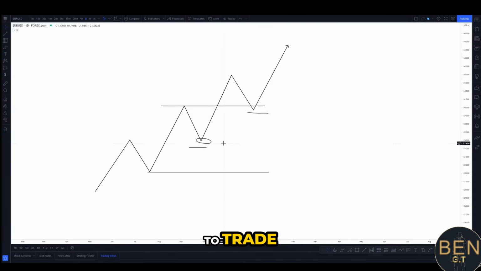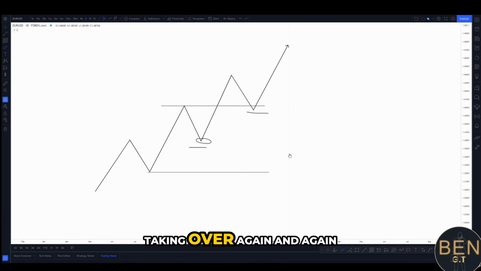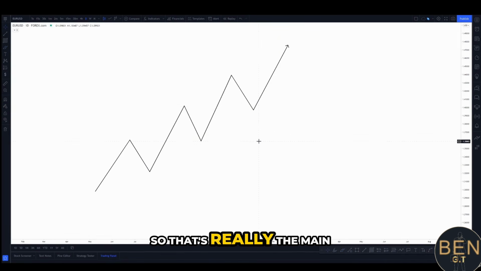So if we are looking to trade, especially higher time frame swing structure, like the 4-hour or the daily, we could look to target our trades from a buy position down at this higher low to the previous targeted high, and end up closing a portion of our trade to lock in some profits and let the rest run, understanding that if we are truly in a bull trend, price will then continue to move to the upside to a certain level before we start to see a new pullback in the process, taking over again and again. So that's really the main concept and idea behind protected and targeted highs and lows.